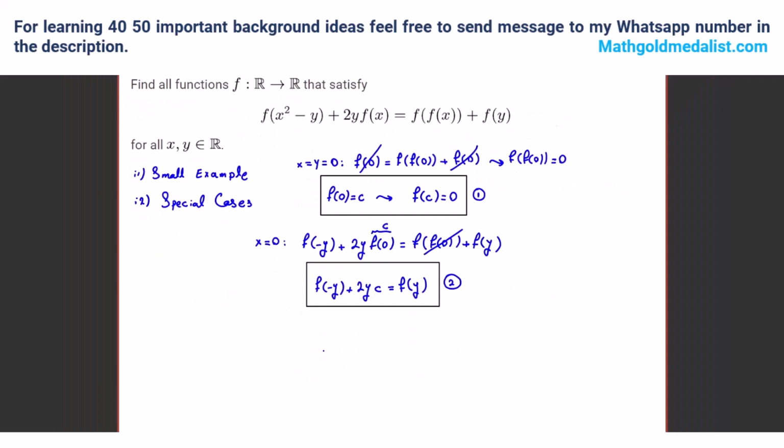Now, let's consider y equals 0. Then it would be f of x squared here. This is 0, is equal to f of x plus what? Plus f of y, which is plus f of 0. F of 0 is c. So, let's again put a box around this equation, and we can call it the third result.